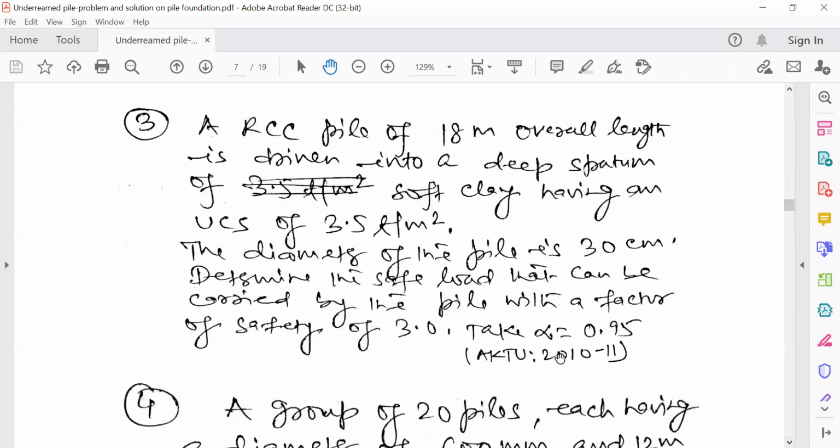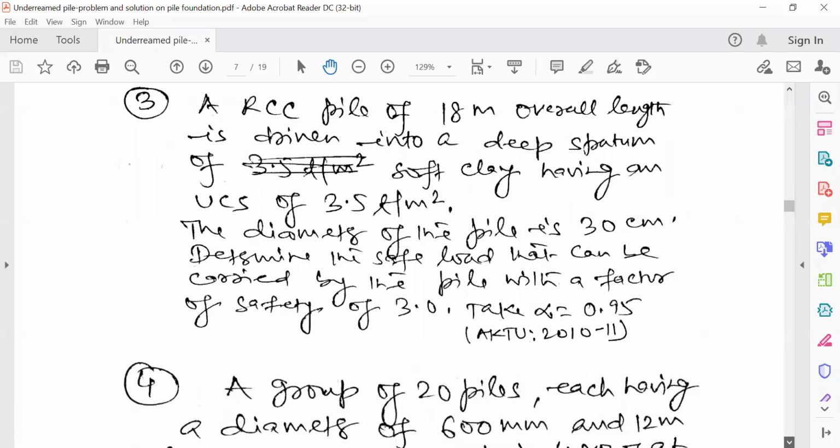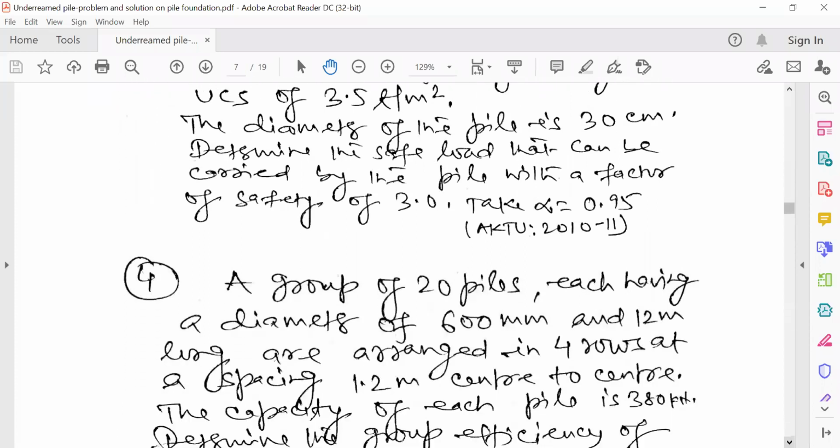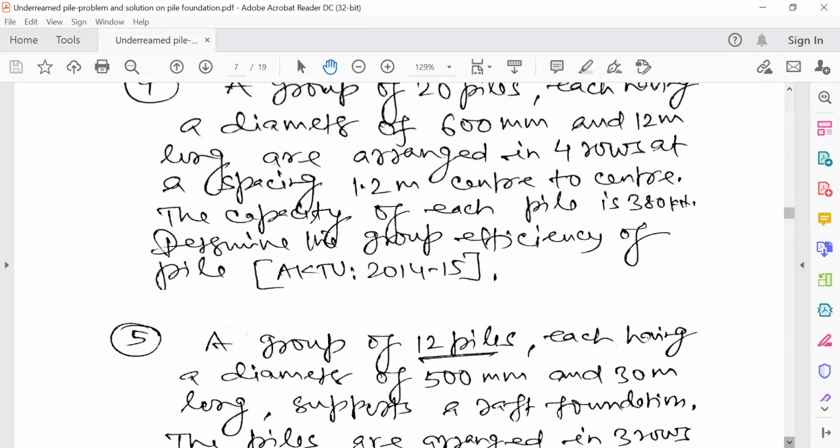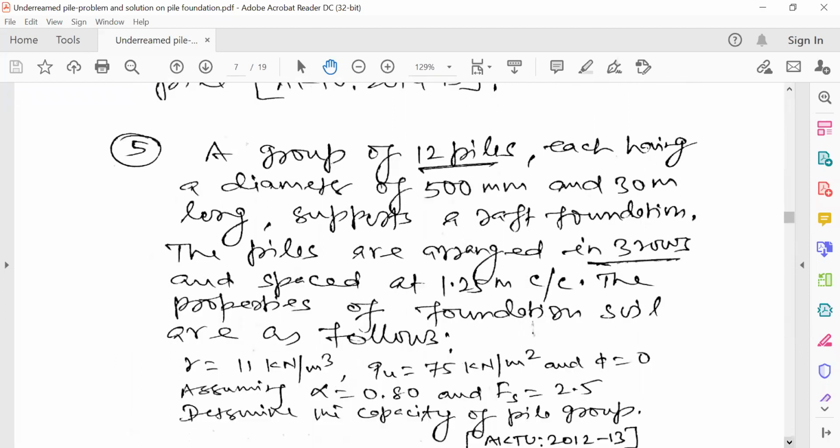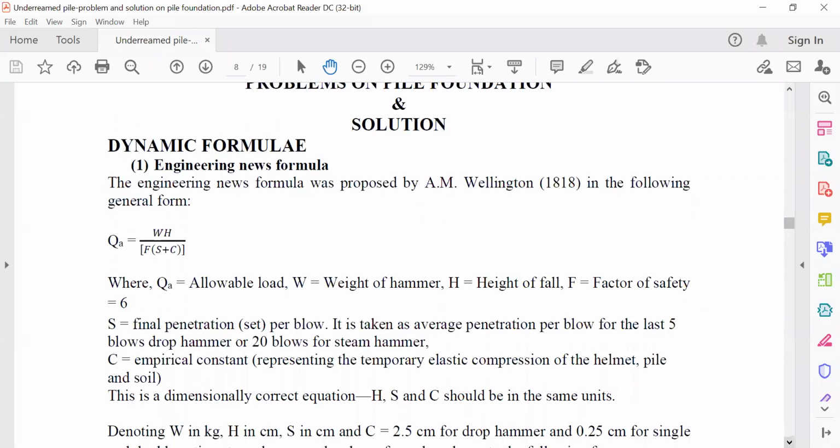So this numerical has 2010-11. So I will tell you how the 3 types of numericals are normally there in the pile foundation. 3 types of numericals. So we shall solve all the numericals now.